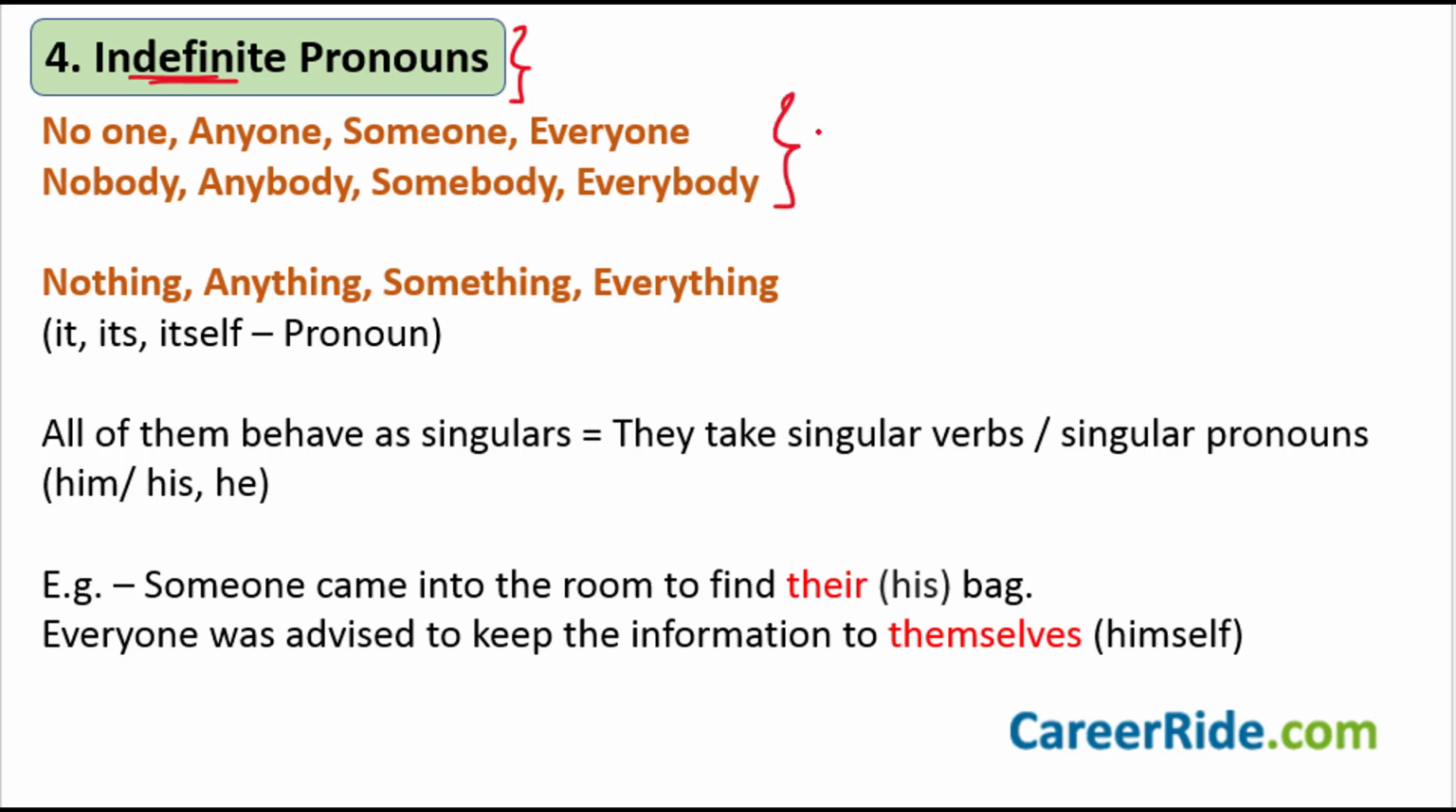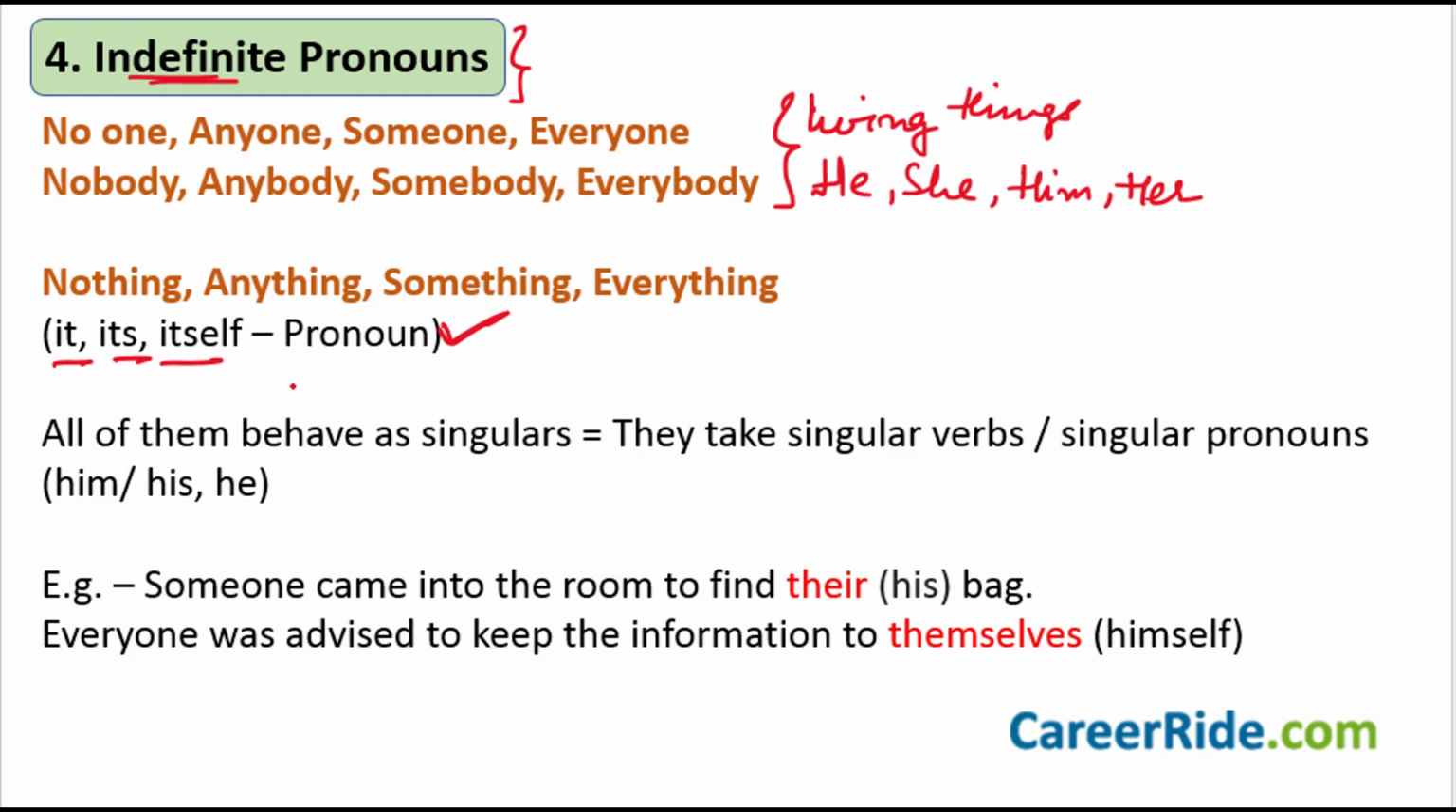So these are used for living things, right? And what are the pronouns that we use for living things? We use he, she, him, her, right? This is what we use for human beings. And when the things are non-living, we use nothing, anything, something, everything. And what's the pronoun we use for them? We use it, its, itself, right? These are the pronouns we use for non-living things.